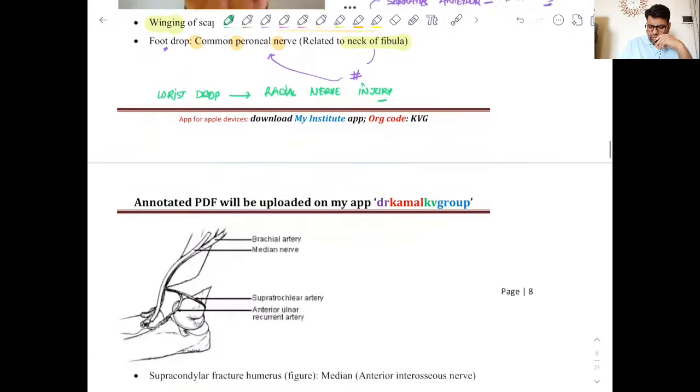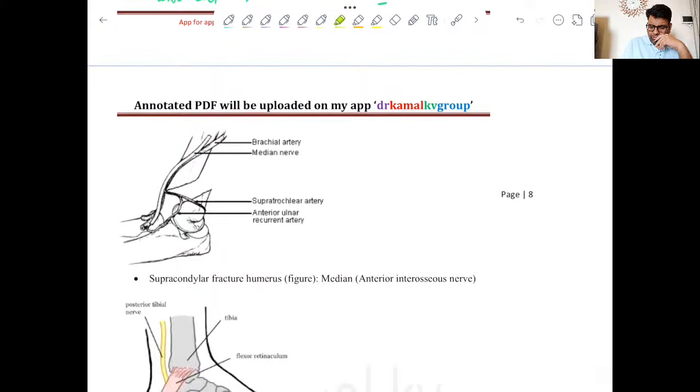Clear? Then in supracondylar fracture of humerus, there is injury to the median nerve, or more specifically one branch of median nerve, that is anterior interosseous nerve. So this nerve is commonly injured, and if we talk about artery, it commonly affects the brachial artery. So brachial artery is commonly injured here, right? So anyway, in terms of nerve, this is anterior interosseous nerve, which is a branch of median nerve.